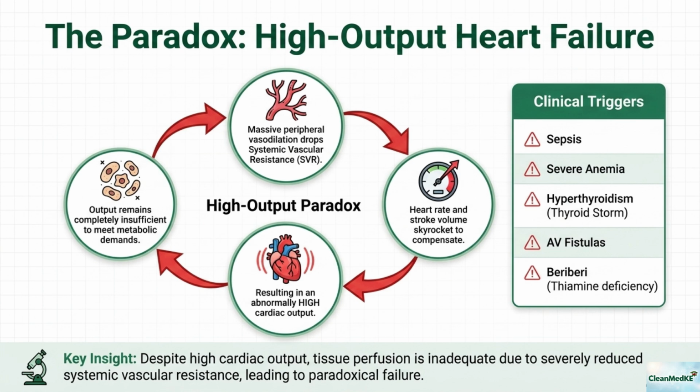In this scenario, the heart is actually pumping out a massive amount of blood, but it still isn't enough. This happens when systemic vascular resistance, SVR, drops significantly. The pipes of the body's circulation are too dilated. This is usually triggered by conditions like sepsis, severe anemia, or hyperthyroidism. The heart tries to compensate by skyrocketing its rate and stroke volume, but because the blood is moving through the body too quickly, or the demand is too high, the tissues remain starved of oxygen.